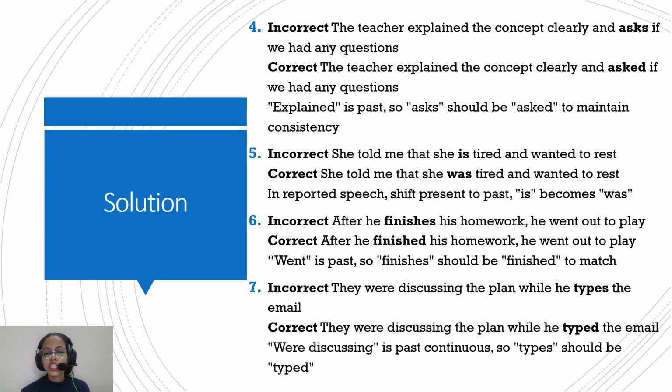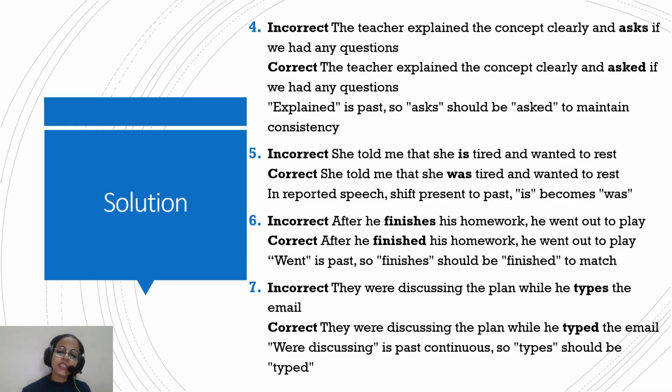Question 5. She told me that she's tired and wanted to rest. Now, told, wanted, everything is in the past tense. So what is the present tense doing between these past tense words? Is is the odd one out. So you should convert is also to the past so that it is consistent with the past tense words told and wanted. So, she told me that she was tired and wanted to rest.